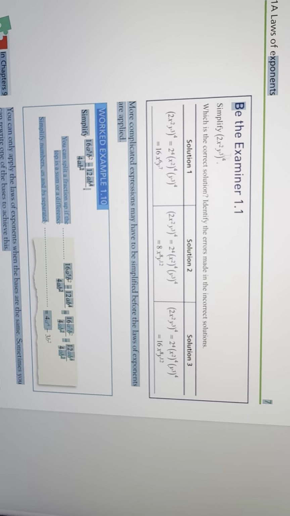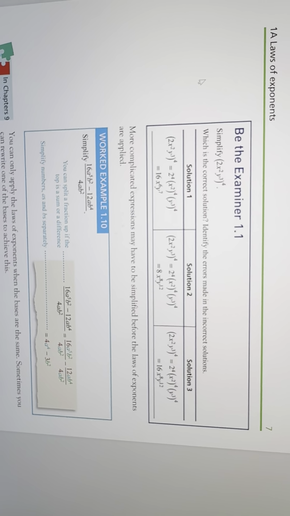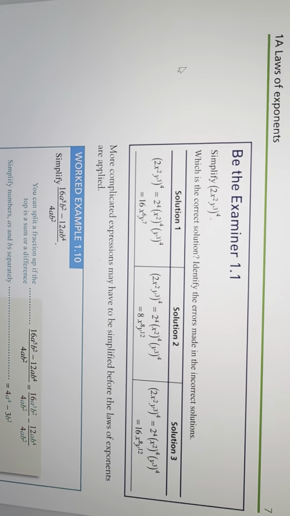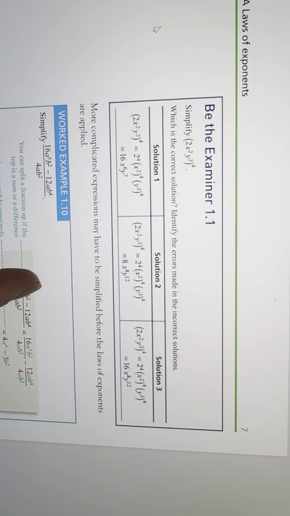Okay, let's find who is the loser. Be an examiner. Everyone can try to be an examiner and judge which two students are losers.